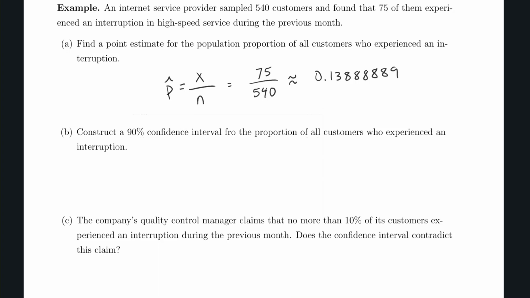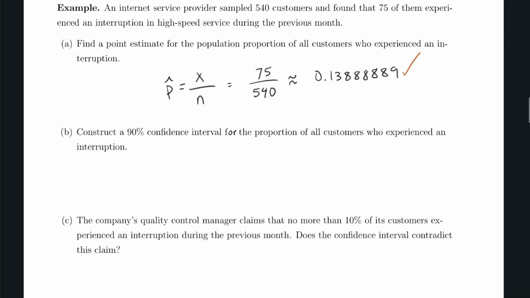Part B asks us to construct a 90% confidence interval for the proportion of all customers who experience an interruption. Now we know to do a confidence interval there's actually quite a few things involved. I need the point estimate, which I have here, but then I need the standard error in order to find the margin of error. In order to find the margin of error, I need the critical value that corresponds to the 90% confidence interval. And then once I have the margin of error and my point estimate, I know the confidence interval is the point estimate plus or minus the margin of error.